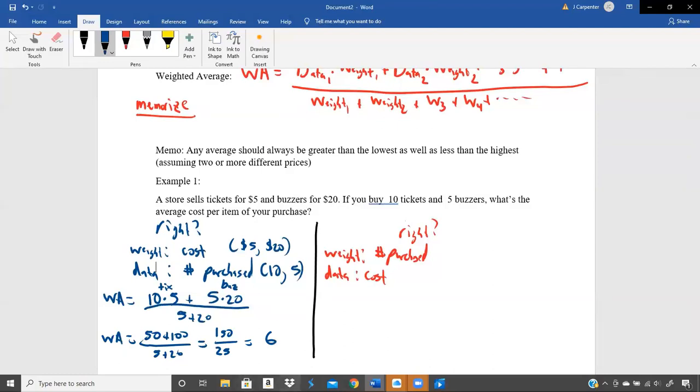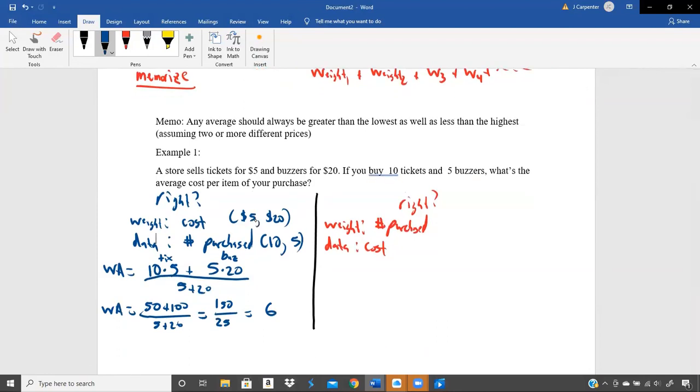Now, the weighted average is supposed to be an average cost per item. So this is saying that our average cost per item, if it's right, is $6 each. I'll give you a minute.